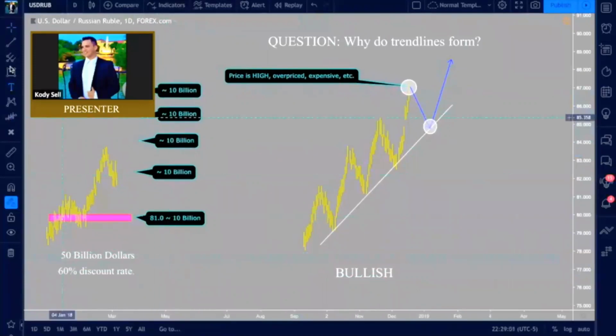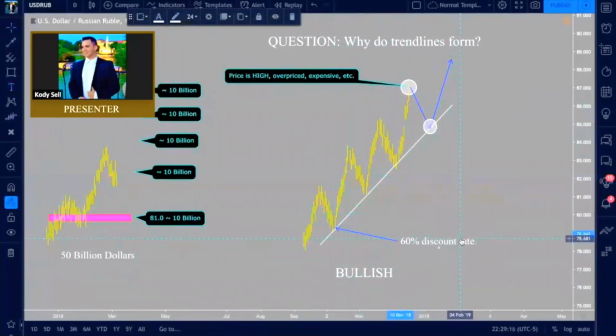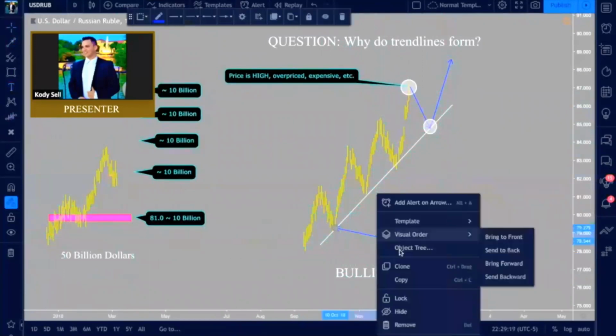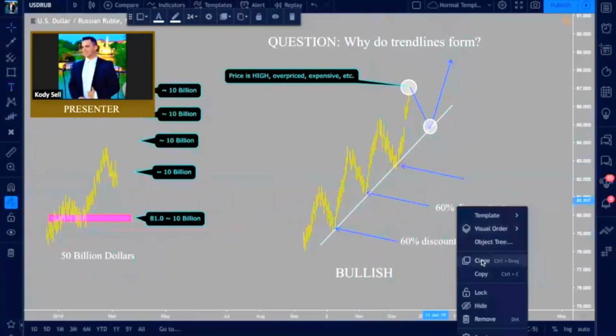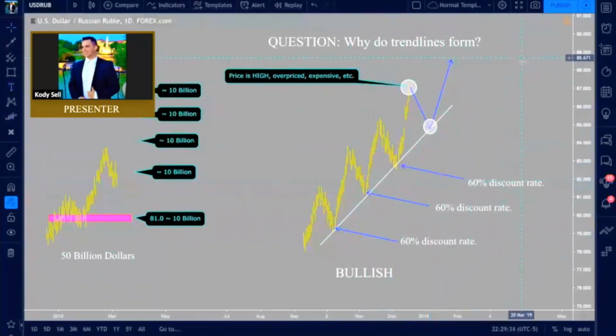So I want you to imagine that over here on the right-hand side, when we looked at this bullish market, what you're actually seeing is a 60% discount rate buy order. Right here. 60% discount rate buy order. Right here. 60% discount rate buy order. And this is what's driving the market in its bullish trend. It's supply and demand. They're coming in, filling their orders at specific discount rates that they've agreed upon, and thus you end up with a solid, reliable trend line that's showing you where they're coming in.